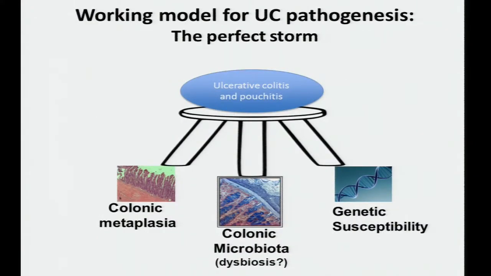So the working model that we have from this mouse model is that this is a three-legged stool representing the importance of colonic metaplasia, the development of a colonic microbiota, maybe dysbiosis, and some form of genetic susceptibility. None of these are sufficient by themselves, and you need to have the perfect storm in order for this event, or pouchitis, and maybe ulcerative colitis, to develop.